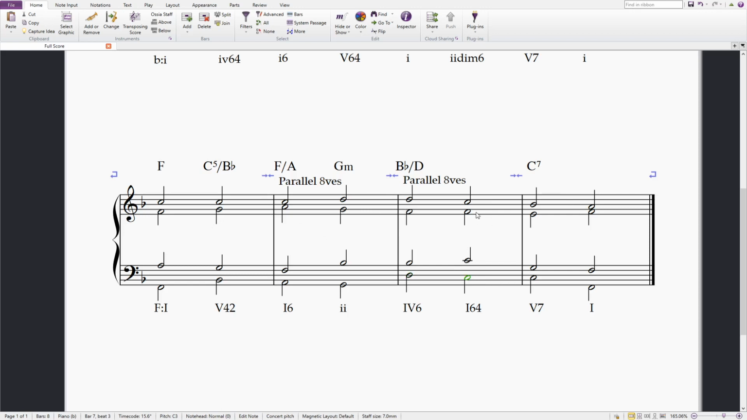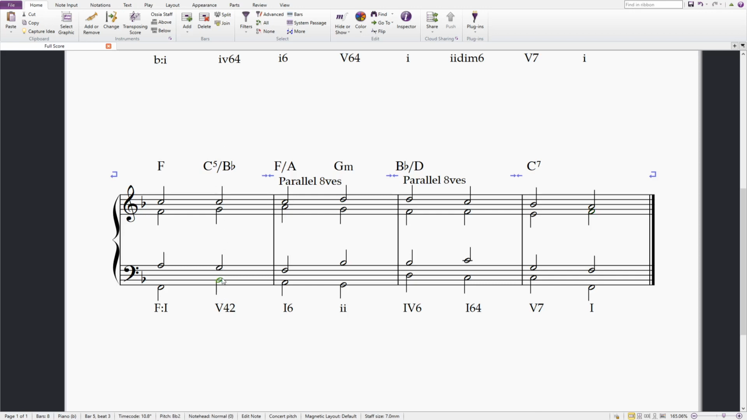You did some other things correctly, though, so it's not all bad. Your 7th did go down here, which is good. Leading tone goes up, which is good. The 7th on this chord, the B flat. Oh, you don't have a B flat in here.